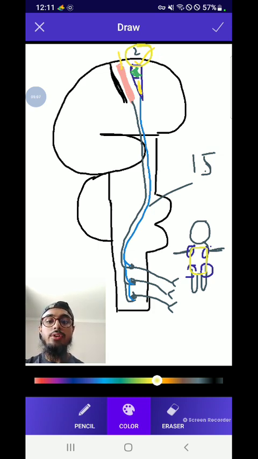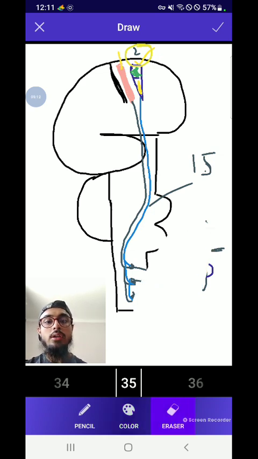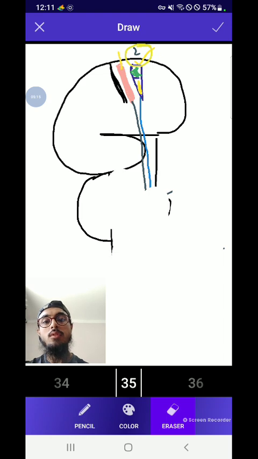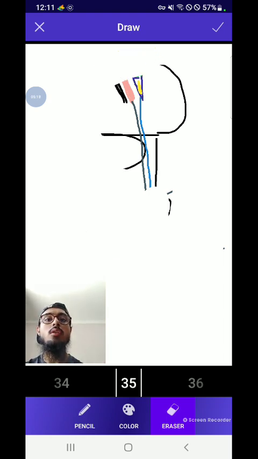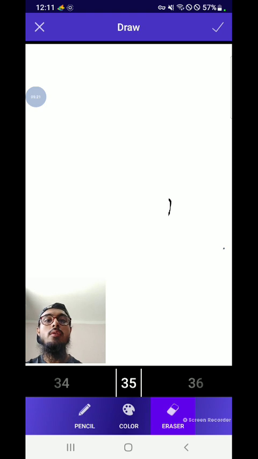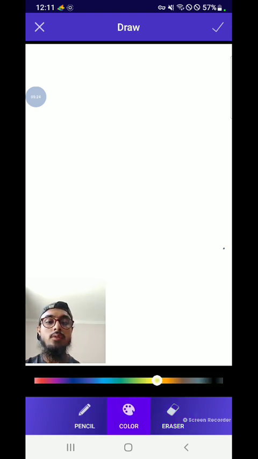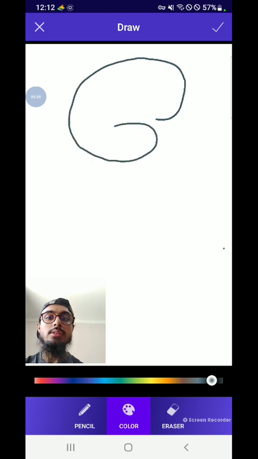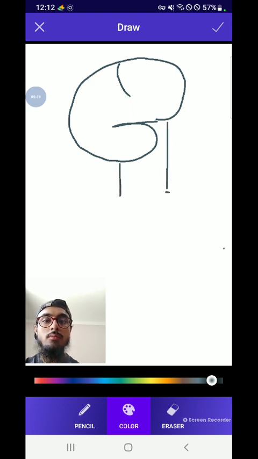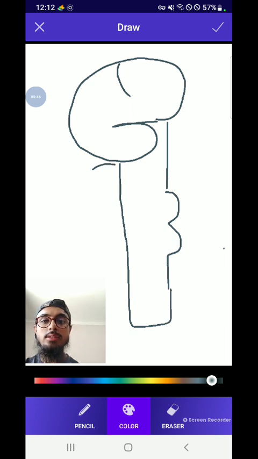Let's move to the second function of this area. I have to remove this. I again draw the brain and brain stem. This is the central sulcus. This is our midbrain, pons, medulla, and this is our spinal cord, and this is the cerebellum.